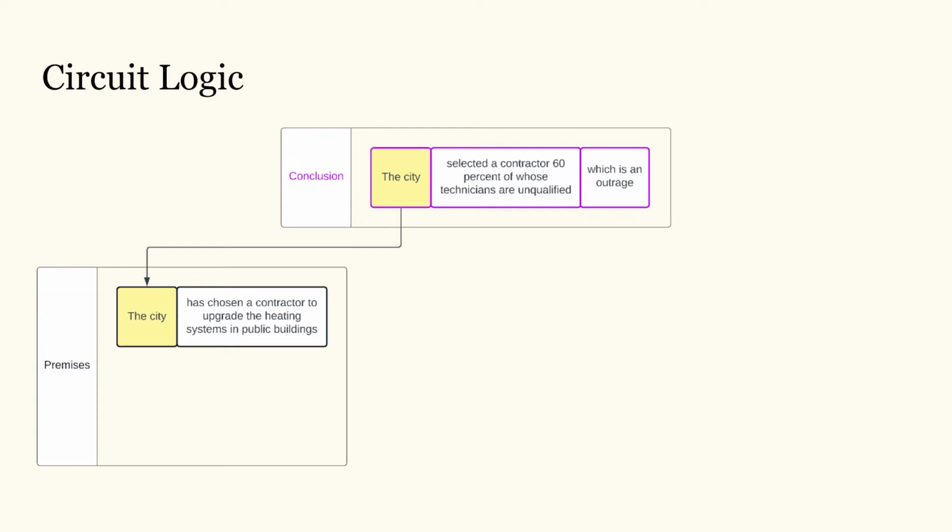Now, let's move on to the predicate boxes. The premise says that the city has chosen the contractor. This supports part of the conclusion about the city selecting the contractor. But this premise doesn't say anything about the contractor's technicians. So we need another premise to continue the logical chain.